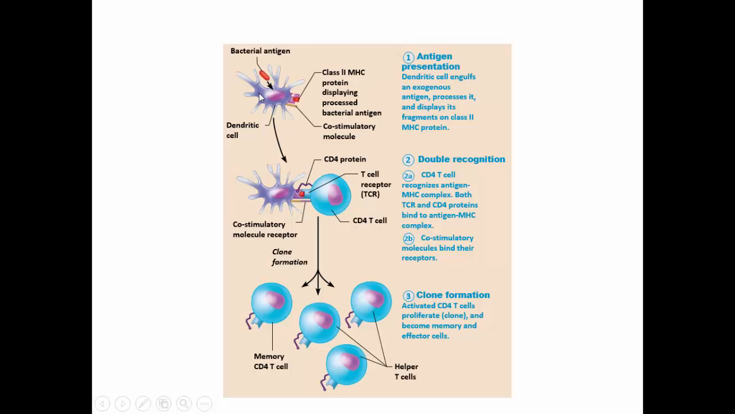So here we see a class 2 MHC. It's ingested the bacterial antigen, processed it, and put that bacterial antigen in the groove on the class 2 MHC. The CD4 cell has attached to this. It's recognized the MHC. It's also recognized that this is a foreign antigen. And we have this co-stimulatory molecule that has also triggered the T cell. Now the T cell can divide. It can proliferate into a population of T cells as well as a memory T cell.